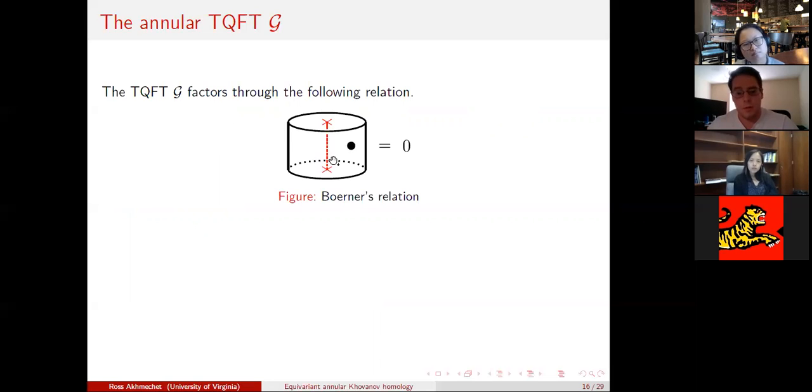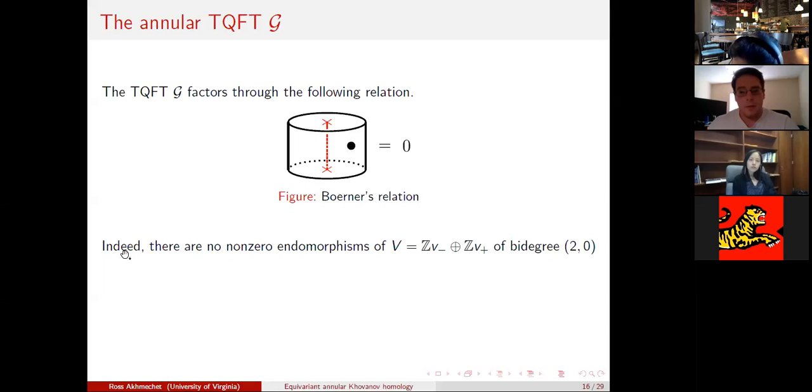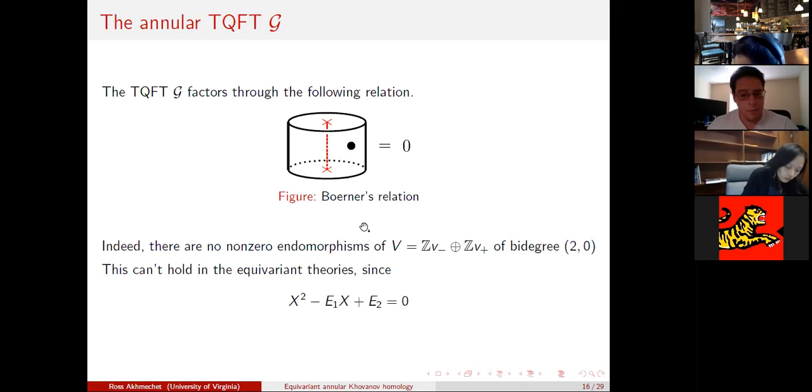So it factors through this kind of relation. It's not exactly local, but if you have a cobordism with an essential boundary component and the cobordism carries a dot, that's just going to be 0. But a lot of maps are 0 in a sense. It kind of has to be that way just by degree reasons as well. There are no endomorphisms here of the appropriate bidegree for what this map has to be.